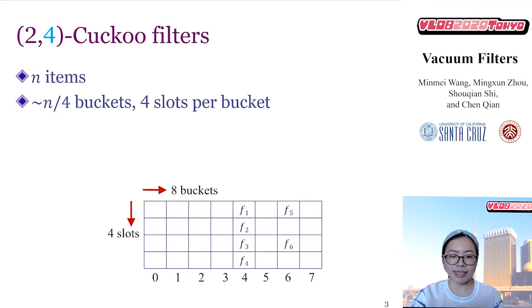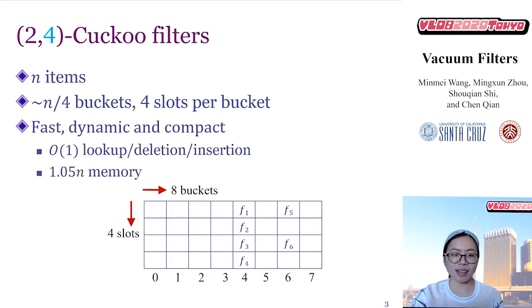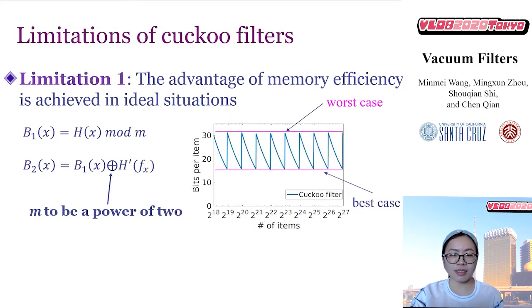This figure shows an example of the two-fold Cuckoo filter, which consists of a number of buckets. Each bucket has 4 slots. Cuckoo filter is fast, dynamic, and compact. Besides O(1) lookup, deletion, and a compact memory cost, it also supports amortized constant time for insertion. For any item X, it has 2 candidate buckets, B1 and B2, to store its fingerprint. However, there are 2 main limitations of Cuckoo filters.